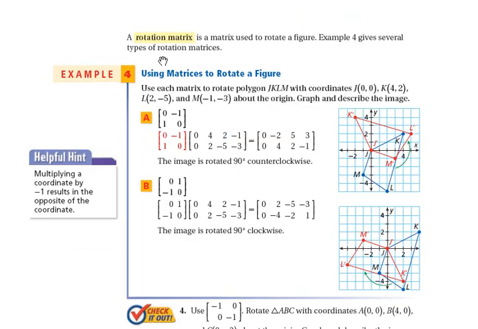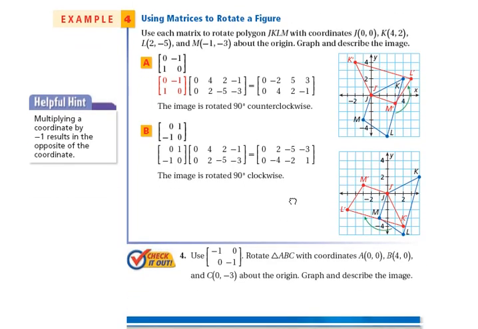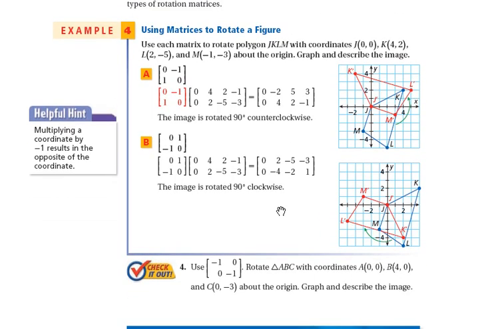And then finally we have a rotation matrix, and this is where we are multiplying again our matrix by another matrix, and what's going to happen is we're going to rotate our geometric figure various ways. So you can kind of look at these examples here and see how this one is rotated 90 degrees counterclockwise, and this one is rotated 90 degrees clockwise. So there's a lot of cool things you can do with matrices and geometric figures.